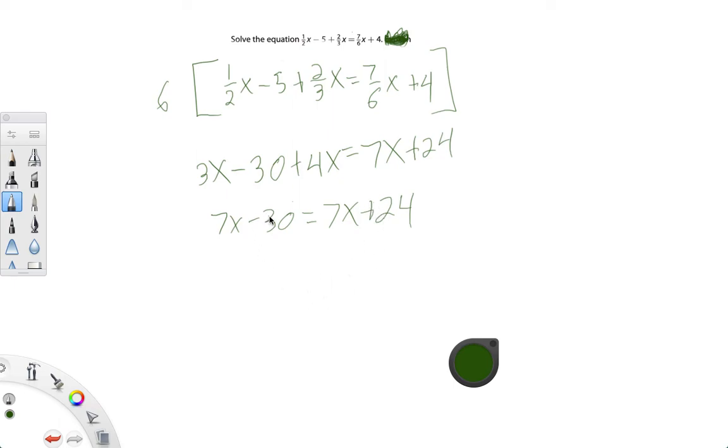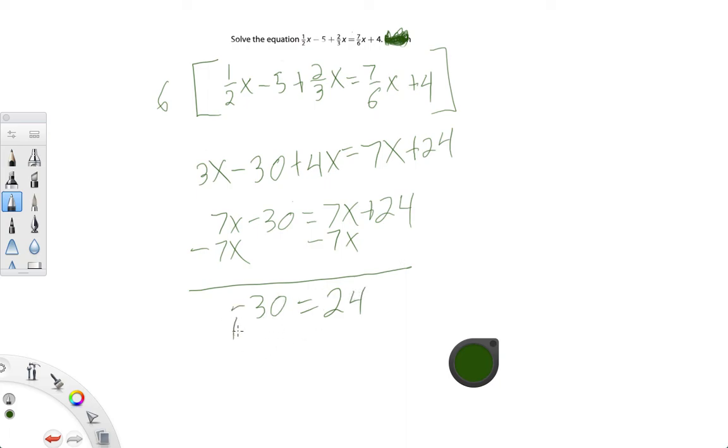I want to get all my x's on one side and all my numbers on the other side, so I'm going to subtract 7x from both sides. And this is where it gets interesting. 7x minus 7x, that's 0. So I have a negative 30 left on this side. And 7x minus 7x is also 0. So I'm left with a 24 on this side. So now I have 24 equals negative 30, which isn't a thing. Negative 30 and positive 24, very, very different things.